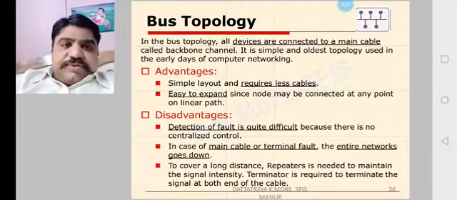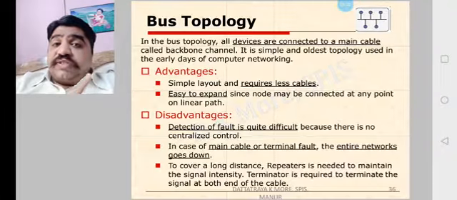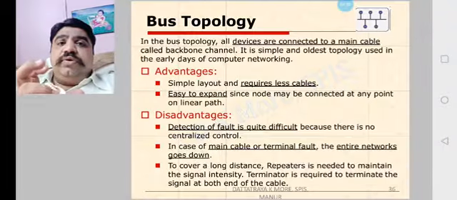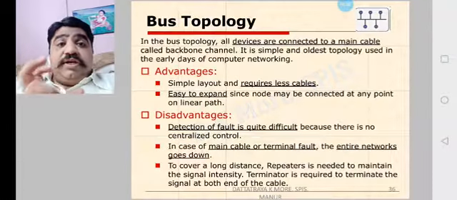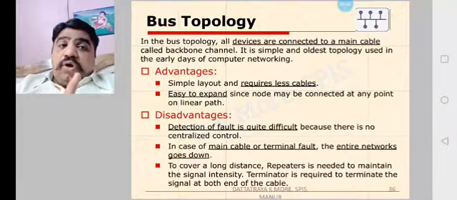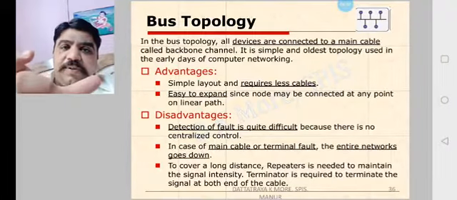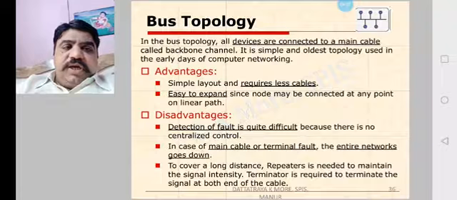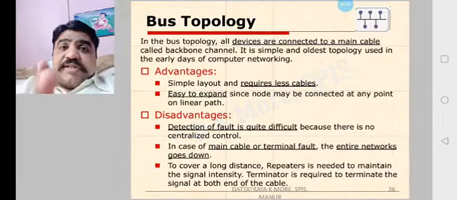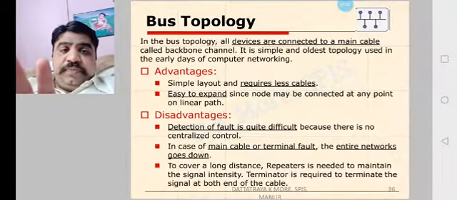Let's see some disadvantages. Detection of fault is quite difficult, because there is no centralized control. At one place we should have the control, but that is not available here, because only one big cable is there. In case of a main cable or terminal fault, terminal meaning the ends of the cable, the entire network goes down. Suppose the main cable is damaged, or any terminal gets out of order, your network will fail.